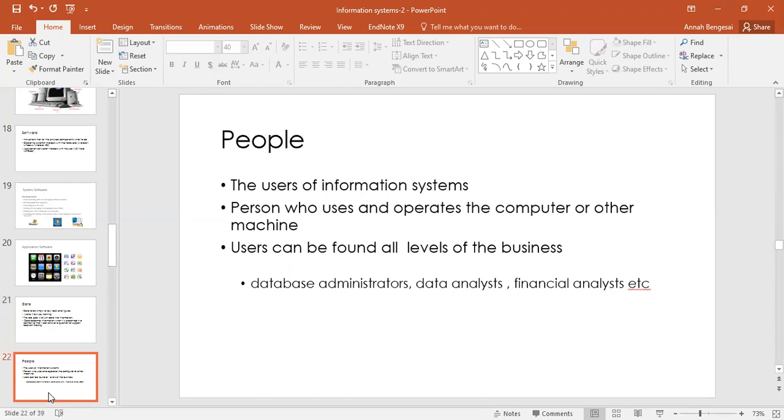And then lastly, it's people. Here we are simply referring to the users of information systems. These users can be found at all levels of a business. I think these days, almost everyone in whatever form of business they're doing uses a computer in one way or another. And there are some professions or roles which are peculiar to information systems, such as your database administrators, your data analysts, and your financial analysts.